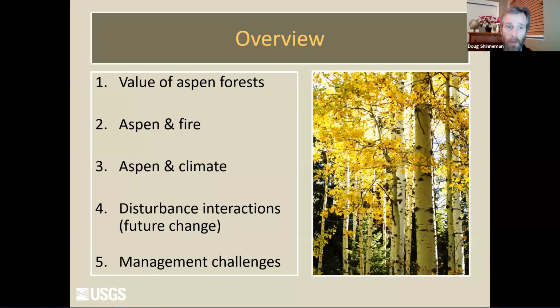And so I'll start by discussing some of the values of aspen. I'll talk a little bit about aspen fire ecology. I'll provide some research findings about key aspen climate relationships from my own research, but also talk about it a little more broadly. Provide examples of disturbance interactions in aspen that are likely to be very important to aspen management and maintenance. And then discuss some implications for the future of aspen and likely management challenges ahead.